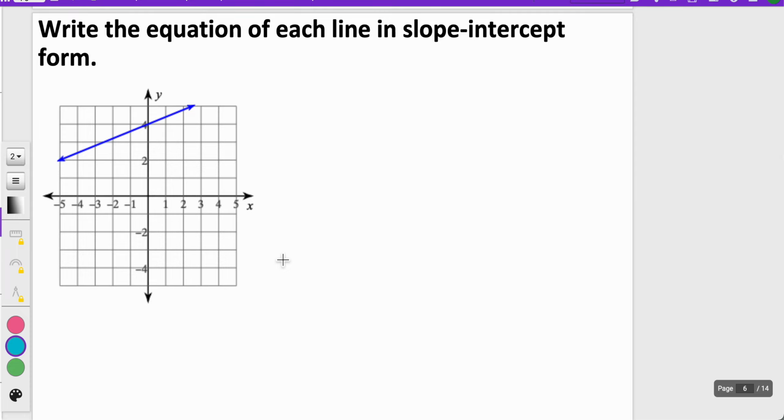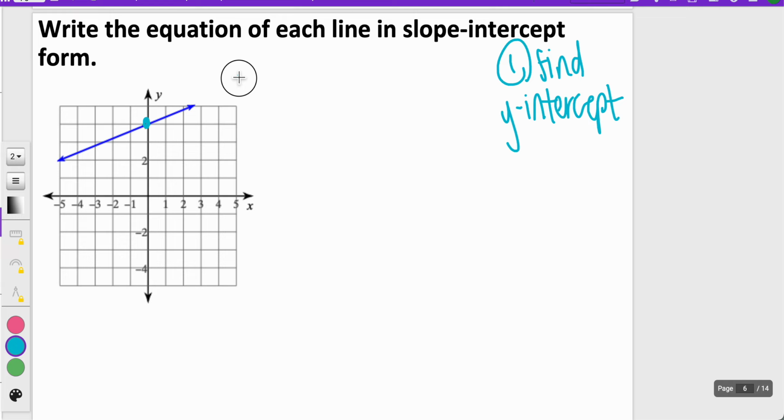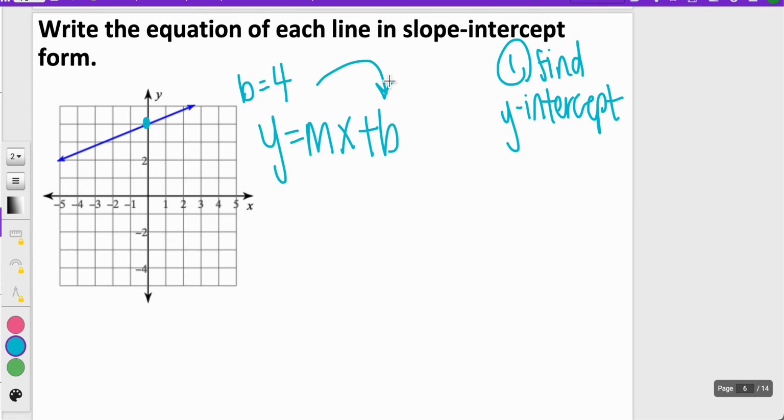So what we're going to do here is write the equation of each line in slope-intercept form. The first thing I'm going to do is have you find your y-intercept. Here my y-intercept is equal to 4. So that's going to be your b. b is equal to a positive 4. Remember, we're trying to fill in y is equal to mx plus b. We just found b.